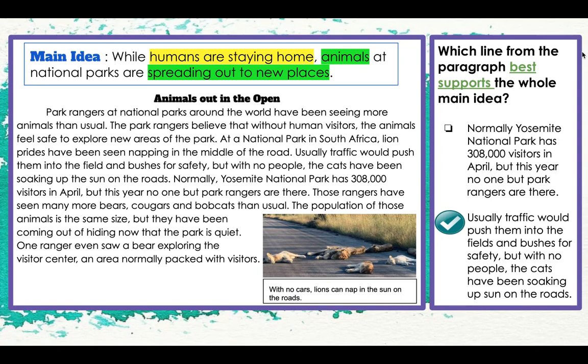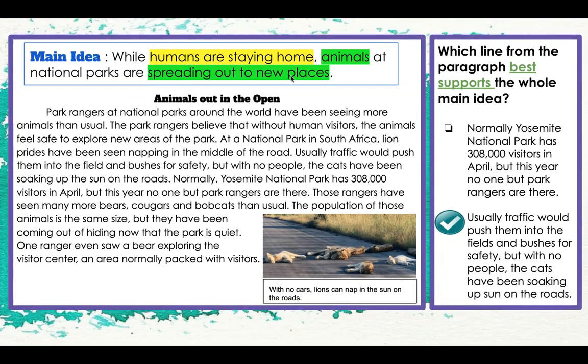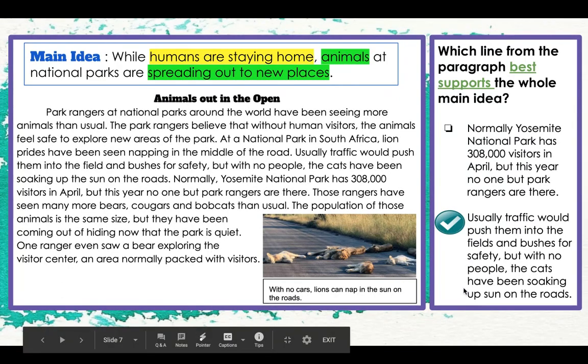It's the second one. The first one talks about how people are staying home, that there's no one in the park but rangers, but this one doesn't talk at all about the animals spreading out. It's not that it doesn't belong in the paragraph, it's a fact, but it doesn't support both pieces. So if we're looking for the one that best supports it, this bottom one talks both about no people around and what the cats are doing. The cats have been soaking up sun on the road. It also talks about how traffic would normally push them around, but with no traffic, that also has to do with humans staying home. So this bottom one is the best support for the whole main idea.